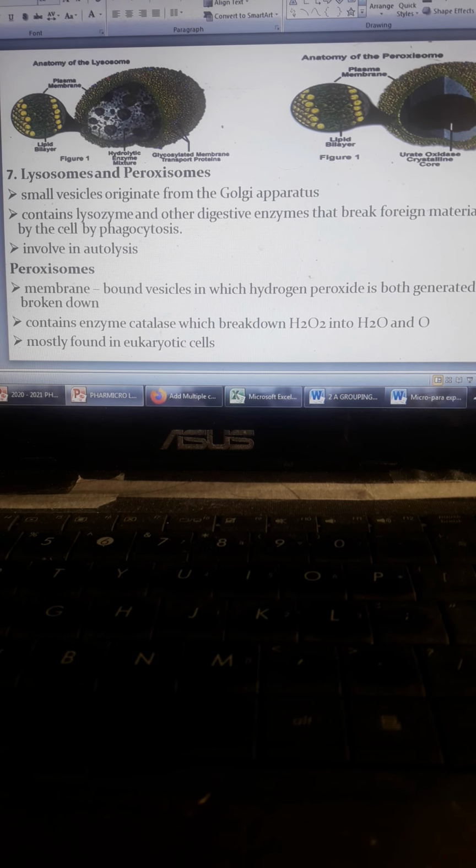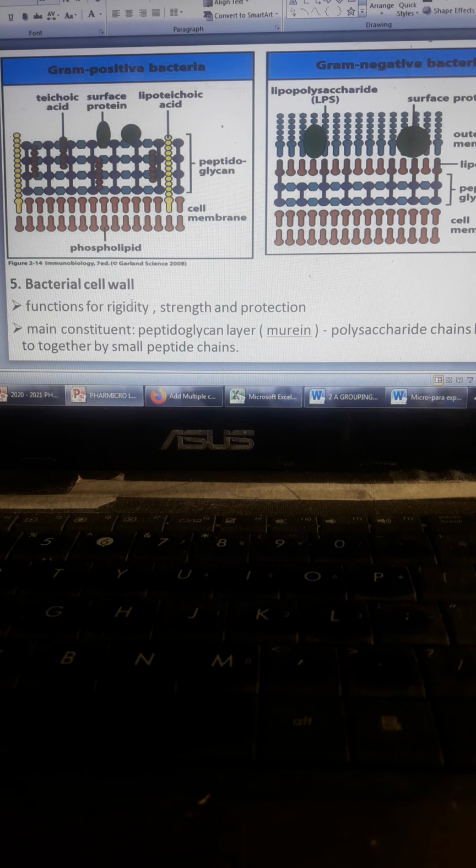Another structure, the bacterial cell wall, usually functions for rigidity and strength. The main component is the peptidoglycan layer, also known as murein. Both gram-positive and gram-negative bacteria possess a peptidoglycan layer, because it is the one that protects the cells from changing their shape or becoming turgid. Turgor. It is linked together by small peptide chains.